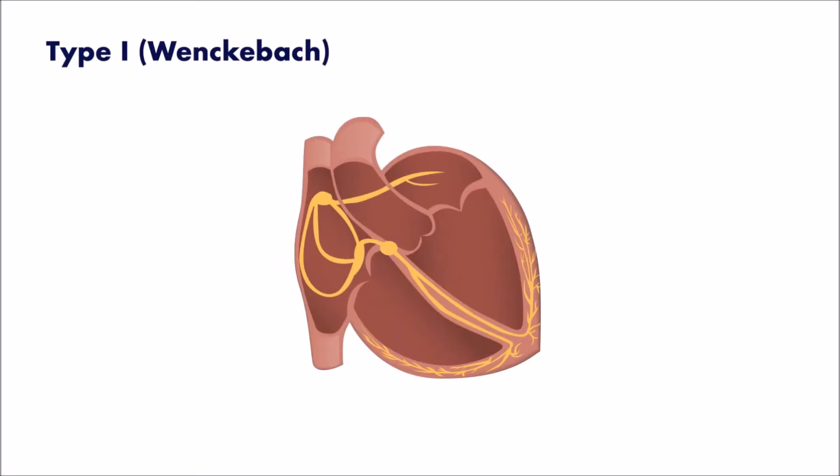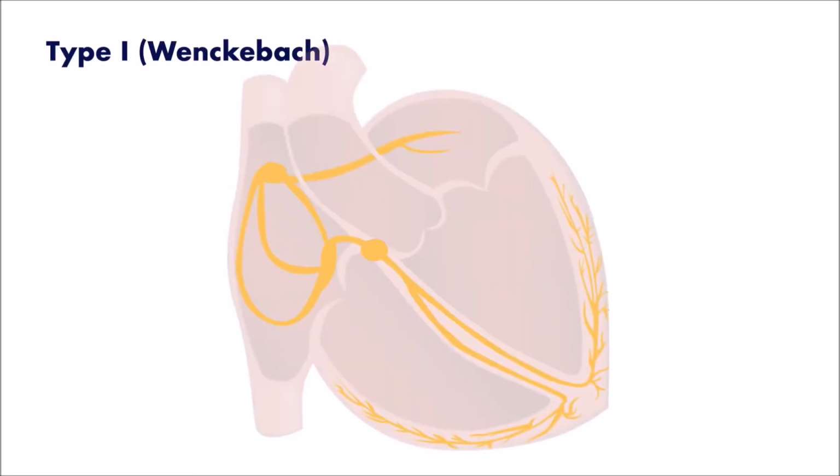Type I, or Wenckebach second-degree AV blocks are caused by an intermittent block of action potentials within the AV node, and eventually a complete failure to conduct an action potential from the atria to the ventricles.